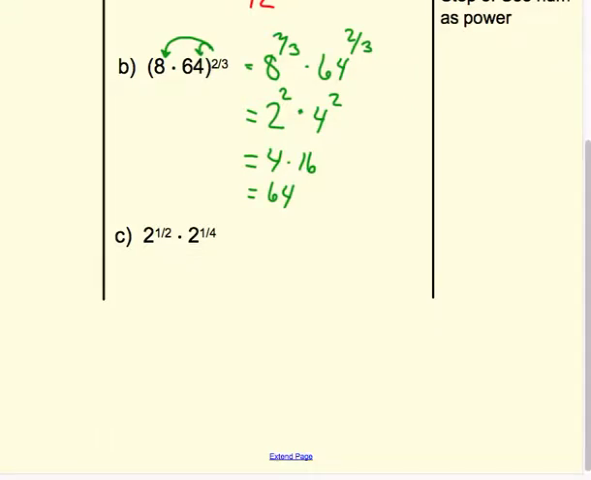One last example on this video, we've got 2 to the 1/2 times 2 to the 1/4. Because these numbers have the same base, I can add the exponents. So 1/2 plus 1/4 is 3/4. There's no perfect fourth root of 2, and there's no perfect fourth factor of 2 either. So I'm just going to raise 2 to the 3rd power and simplify the exponent a little bit that way.